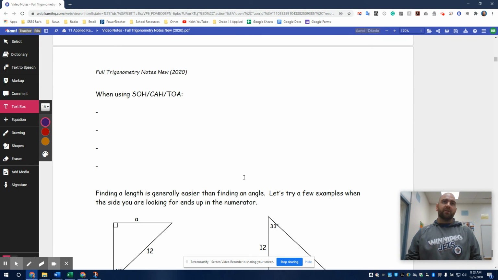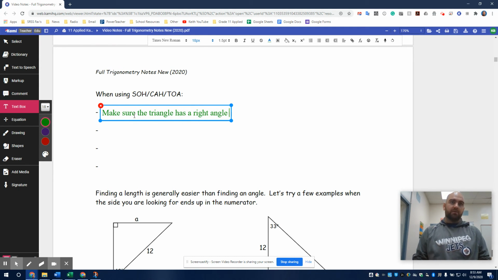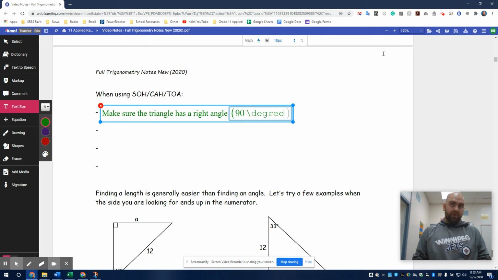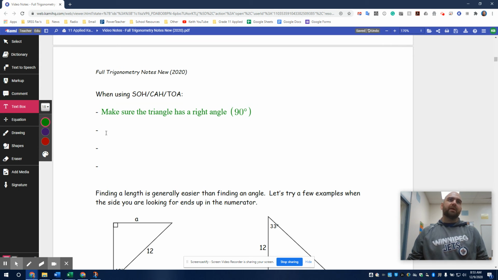Last thing I want to go through in this video before I stop and get into our next video is a few things to be aware of when we are using SOHCAHTOA. The first thing is to make sure the triangle has a right angle in it, and remember that a right angle is a 90-degree angle. That's super important. If it doesn't have a right angle, these ratios mean absolutely nothing.